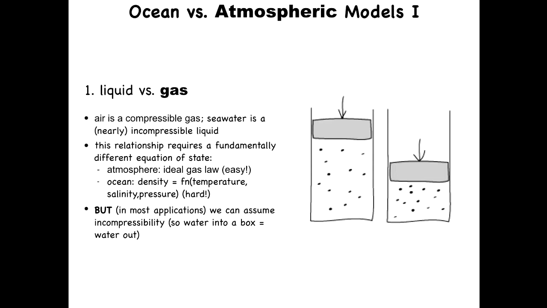In many of the applications that I use for ocean models, I basically assume that water is incompressible, okay? What that means is that if I've got a grid which is set up to house my ocean model and I push water in one side of a grid box, then something's got to come out somewhere else, okay? So that's important. I'll talk a little bit about this.